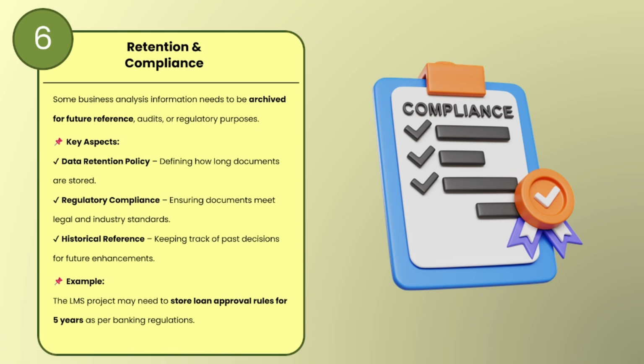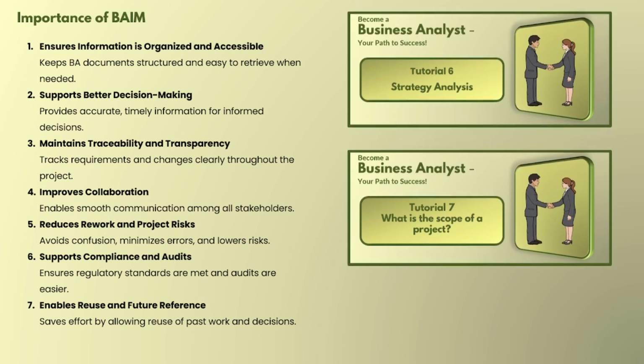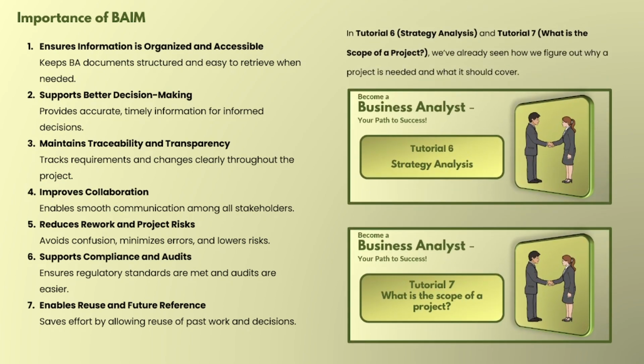Now let us check the benefits of BAIM. Very first, it ensures information is organized and accessible. Then it supports better decision making. Then BAIM maintains traceability and transparency. Then it improves collaboration. Then it reduces rework and project risk. Then it supports compliance and audits, and finally enables reuse and future reference. So in this way, we can say that this is all about BAIM.